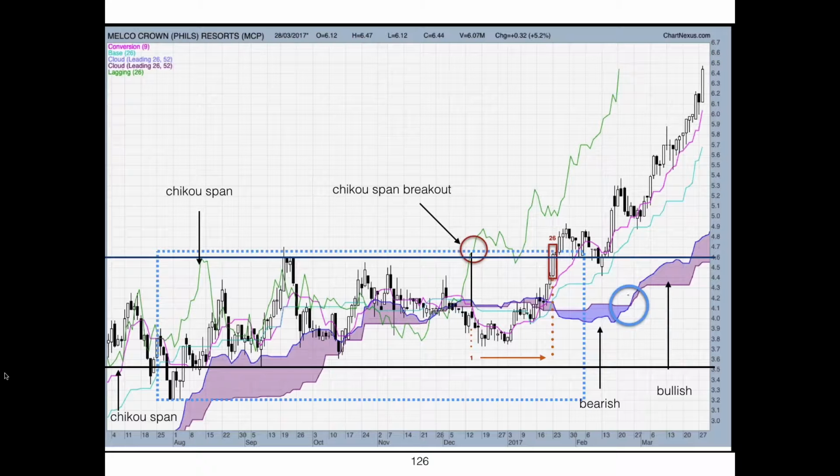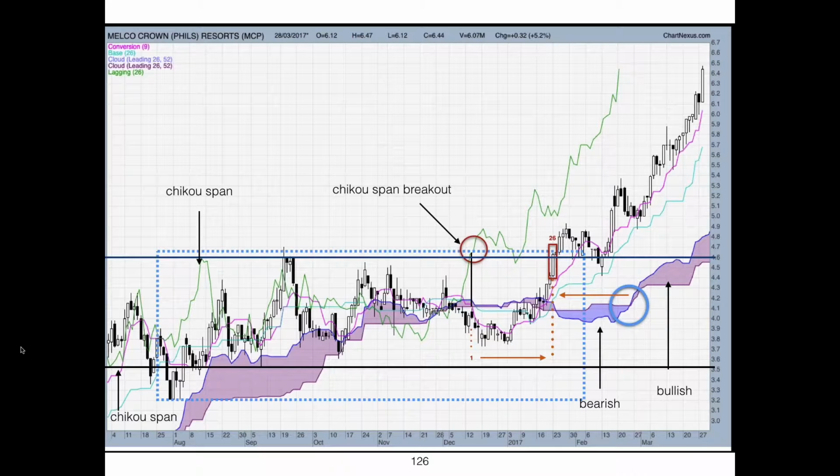So this Kumo twist happened at this price level. That was the same bar, that number 26 bar. That same bar that signaled the Chikou span breakout was the same bar that started the Kumo twist. Since price made higher highs, the Senkou span A, which is computed as the average of the high and low for the past 26 days, tends to shift upward because you now have a new high.